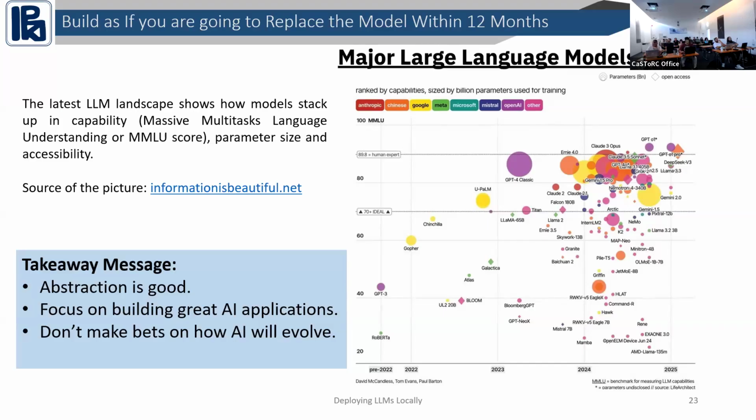And the idea here is that you should have abstractions and focus on building AI applications and not on how the models will evolve, right? So your infrastructure won't be dictated by the latest model that you have today, but you should allow some room in case the model changes into something larger and so on.